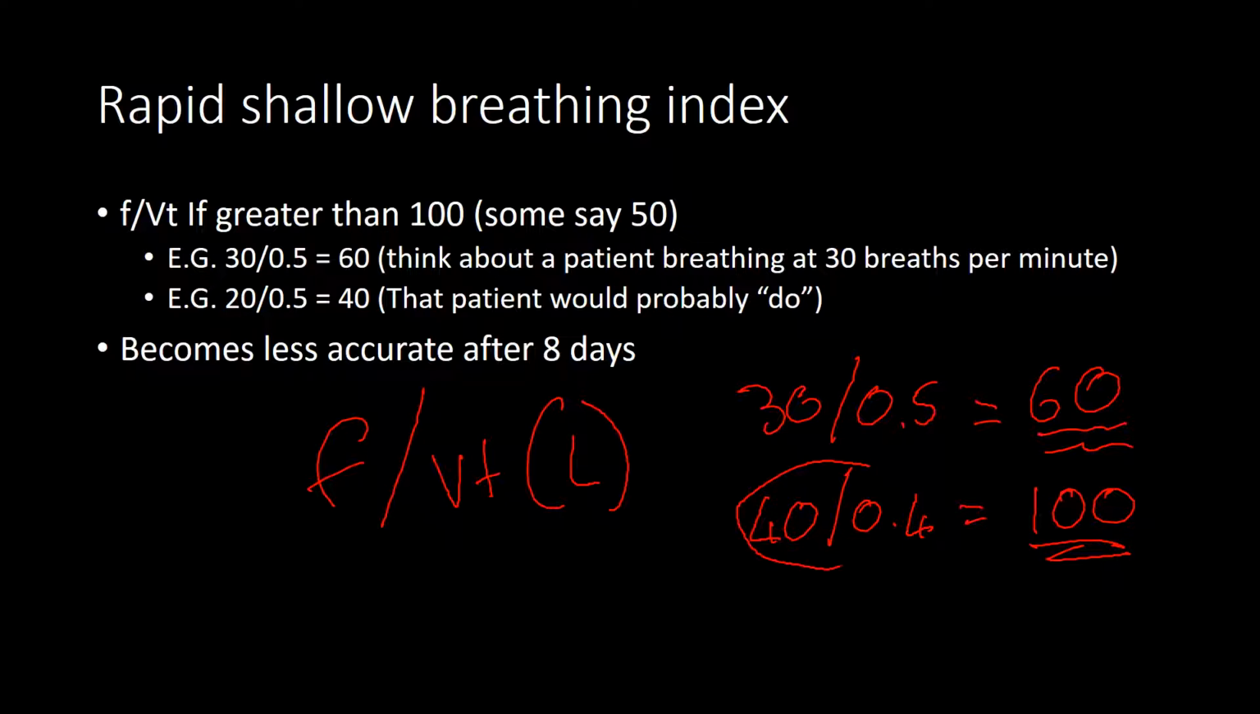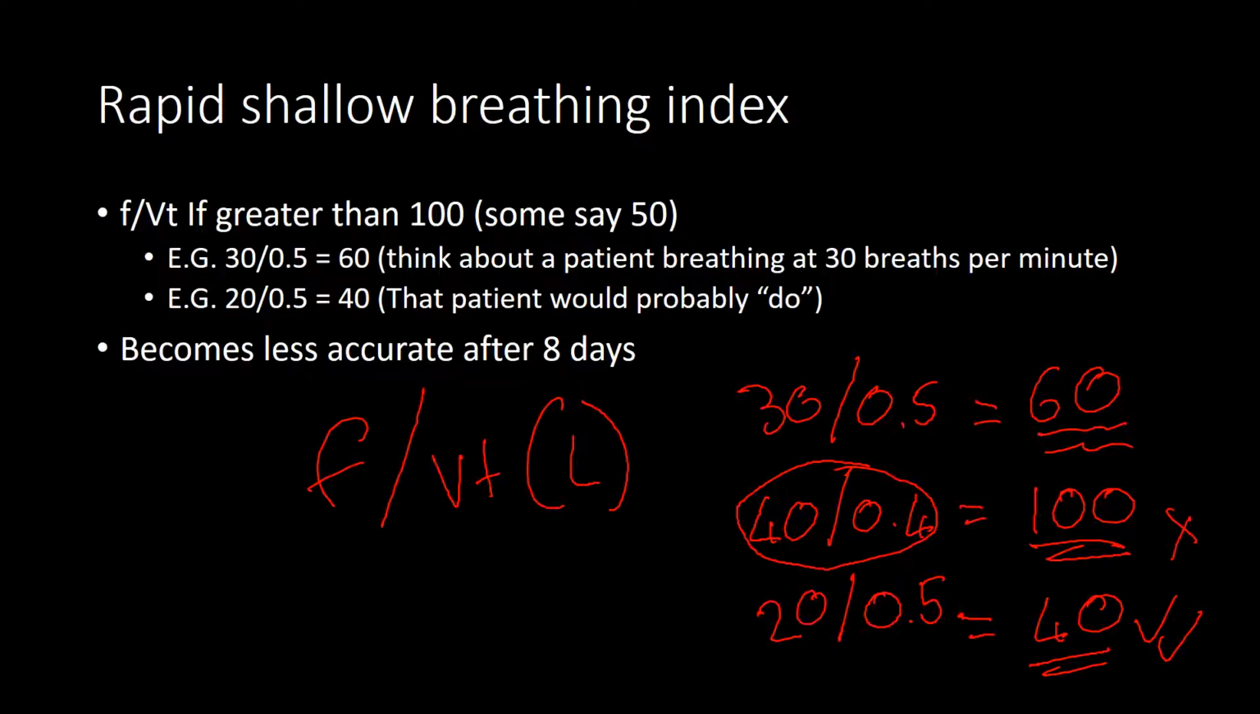Do you think a patient that's breathing at respiratory rate at 40 with a tidal volume of 0.4 is going to extubate? I don't think so. But then conversely, what about a patient that's breathing at 20 a minute at half a litre for tidal volume? They got a rapid shallow breathing index of 40. I think they'll do. I think they won't do. I think these guys, that worries me, a respiratory rate of 30.